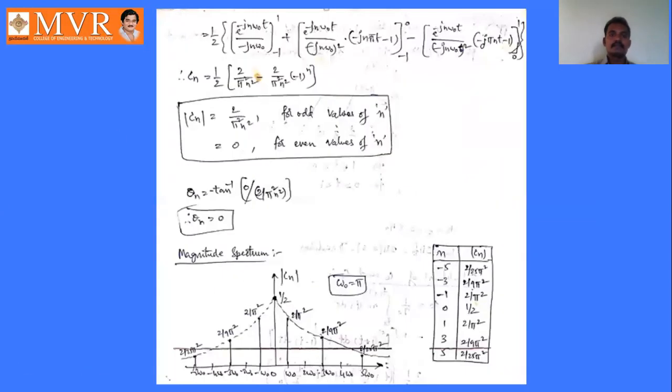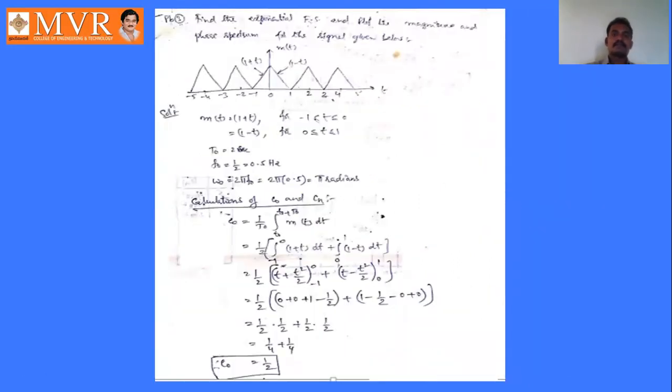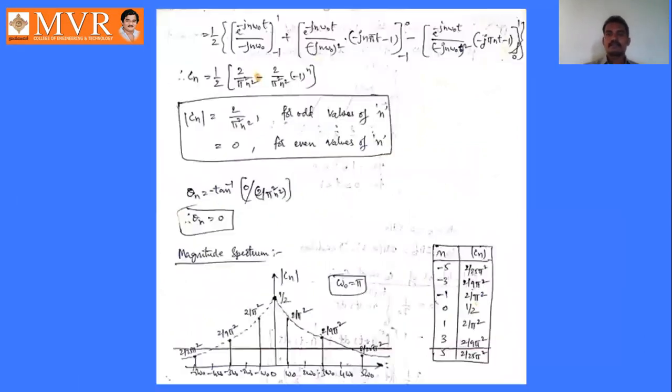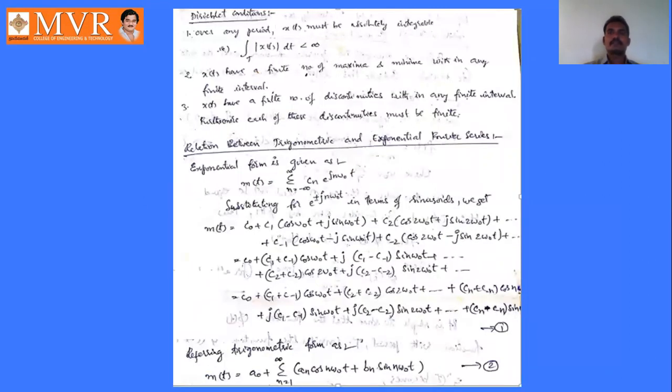Here, c naught equal to 1 by t naught integral from t naught to t naught plus t naught of m of t dt, and cn equal to 1 by t naught integral of m of t into e power minus jn omega naught t dt for n not equal to 0. Based on these formulas we have done some problems also. After knowing c0 and cn, we get mod cn, that is the magnitude spectrum, and the phase spectrum, that is theta n. By knowing mod cn and theta n values, we will draw the amplitude spectrum and phase spectrum. Next we are going to discuss the Dirichlet conditions.